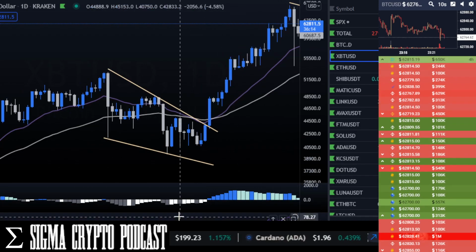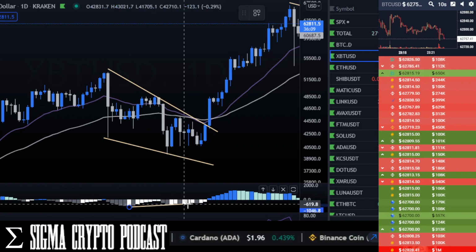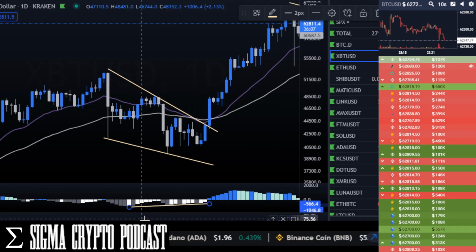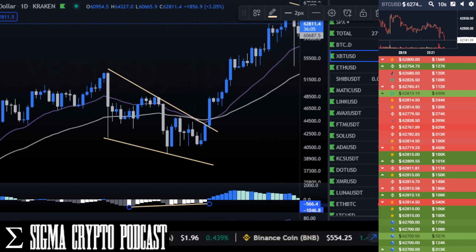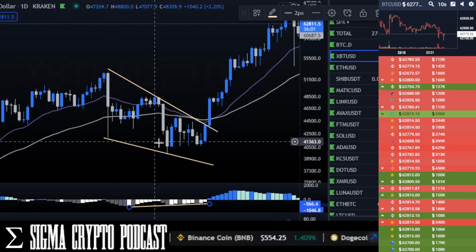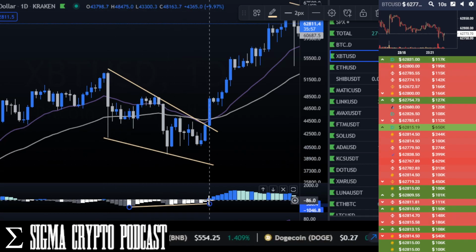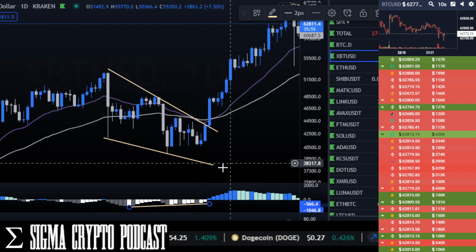Yeah, and look, again, you're building that argument. What do you see here that has confluence? Exactly. You have decreasing, lower lows in the price and a higher high on the RSI. And then it's inside a falling wedge.